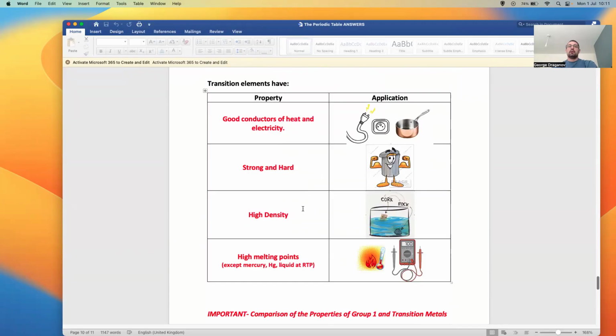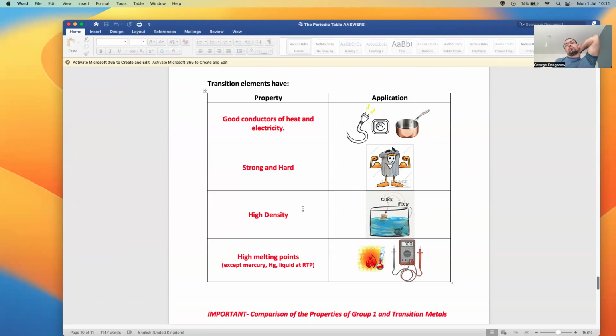So here are some typical properties of transition metals. We talked about malleability already. So they're strong and hard, otherwise. They're good conductors of heat and electricity due to the delocalized electrons being able to move and carry the charge. They have high densities and will sink in water, unlike group 1. And they have high melting points, except mercury, which is the only liquid one at room temperature.